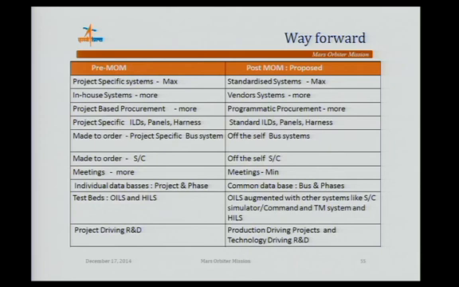And drawings and other things were project-specific; now they become standard, because once you select a particular type of bus, it becomes standard. Made to order, that is project-specific bus systems, now become off-the-shelf bus systems, where we have a system available and I can use it for a satellite. Spacecraft were made to order, now they become off the shelf. Quite a lot of meetings used to take place for spacecraft realization. Now we have minimized it. In MOM especially we experimented with this and we were able to achieve it.